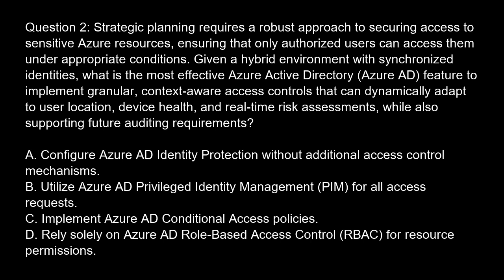Configure Azure AD identity protection without additional access control mechanisms. Option B. Utilize Azure AD Privileged Identity Management (PIM) for all access requests. Option C. Implement Azure AD Conditional Access Policies. Option D. Rely solely on Azure AD Role-Based Access Control (RBAC) for resource permissions.